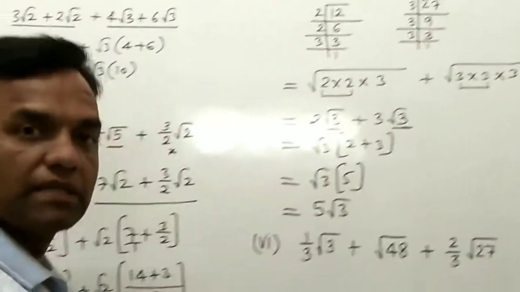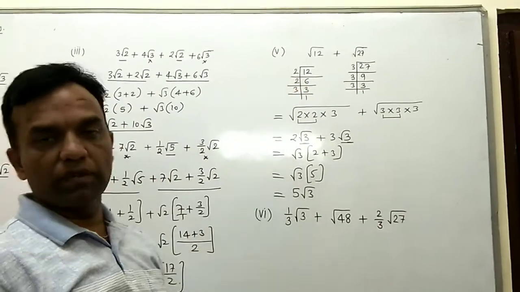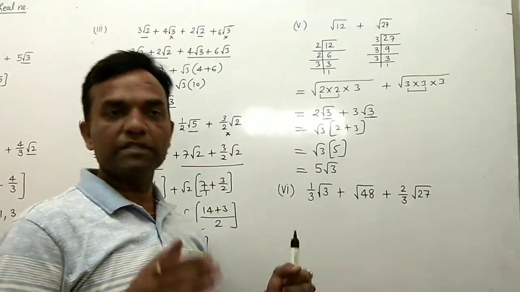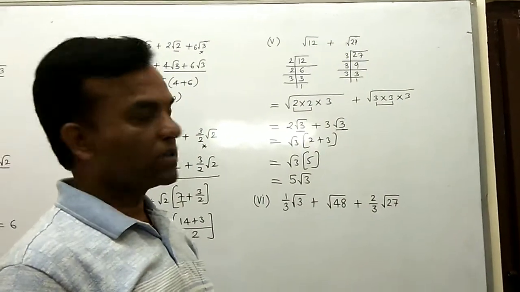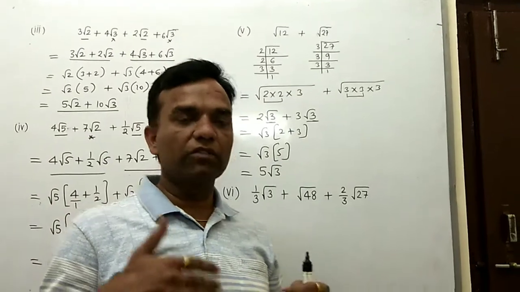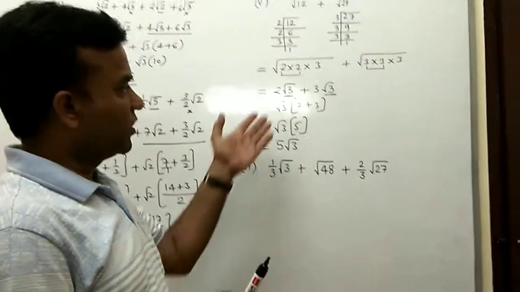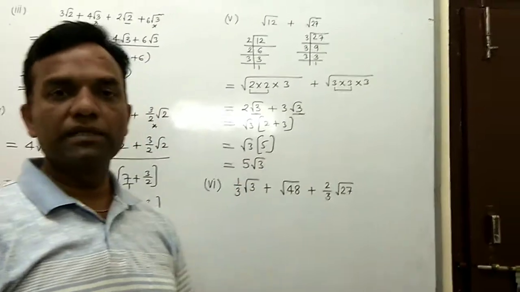Now it is very easy going, because before this, root 12 and root 27 cannot be added, but after simplifying, this operation is very easy. Now your numbers are in the form of mixed surds, and some terms are common, and then after simplifying you have a single number.